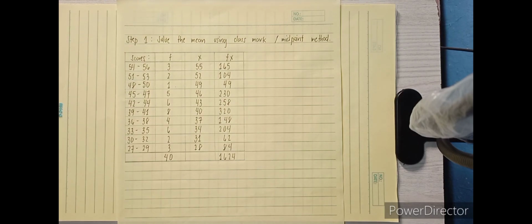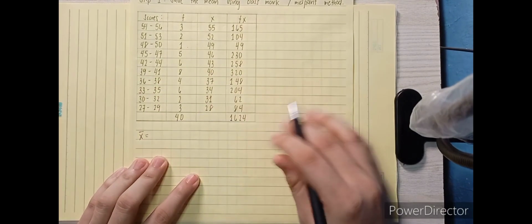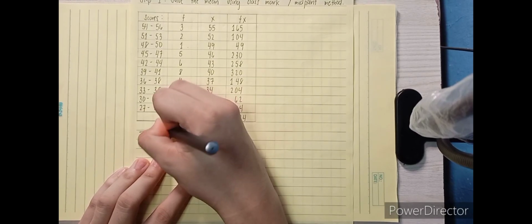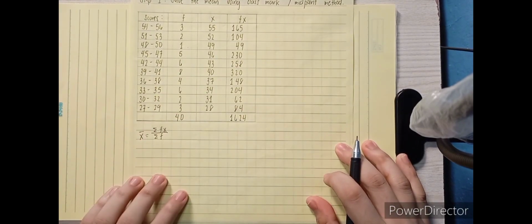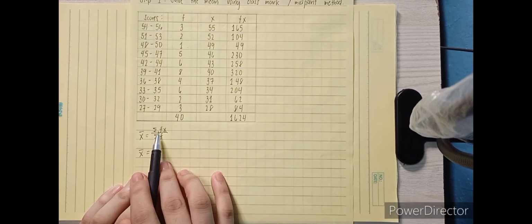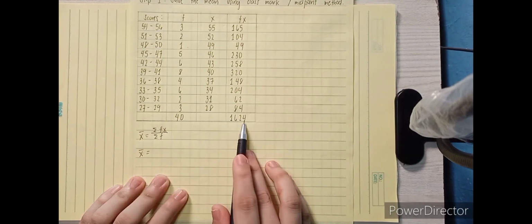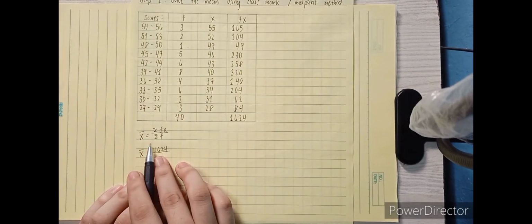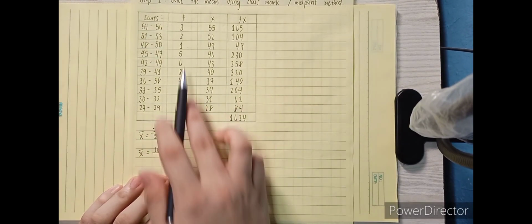Paano nga ba kumuha ng mean? Or what is the formula ng mean? Ang formula ng mean is mean is equals to summation of fx over summation of frequency. So, mean is equals to summation of fx, which is ito, total na fx, 1,624 over summation of frequency. Ang summation of frequency is 40.